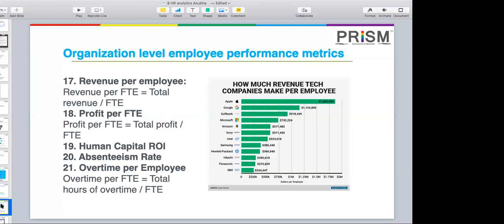Then definitely absenteeism rate. I will not do a deep dive because I have already talked about it. But here I would like to highlight how absenteeism and performance used to be highly correlated, and the correlation matrix is used for the measurement. Then we have overtime per employee. Again it is per full-time equivalent: the total hours of overtime over FTE.